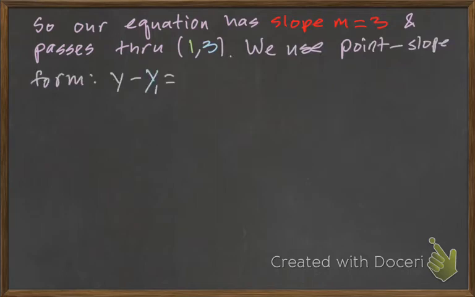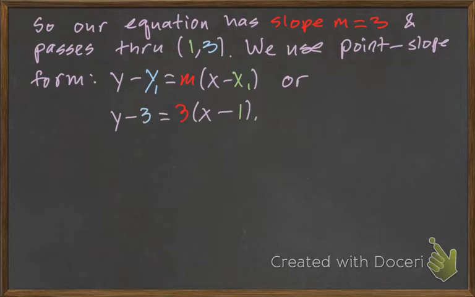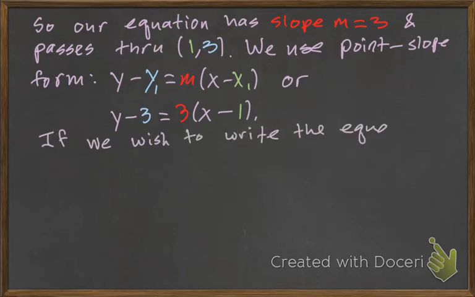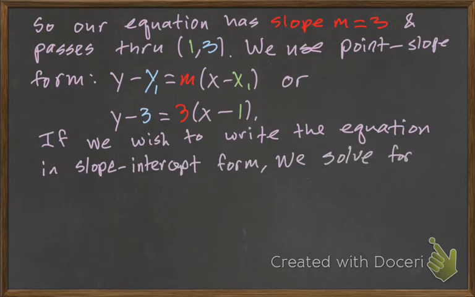We use point-slope form, which is y minus y1 equals m times x minus x1. Substituting the values in, we have y minus 3 equals 3 times, in parentheses, x minus 1. So that's point-slope form. If we wish to write the equation in slope-intercept form, we solve for y.